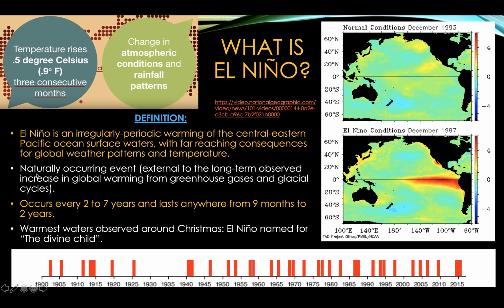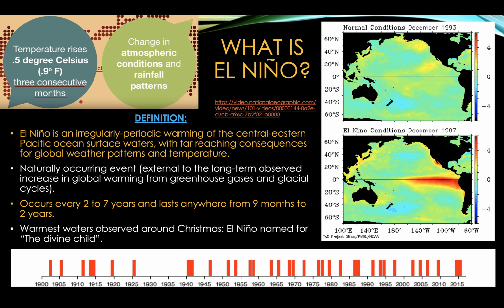So El Nino events occur on average around every 2 to 7 years. And an individual event can last anywhere from 9 months to 2 years. And one of the most important things to remember about El Nino is that it's naturally occurring, right? So this is something that has been going on for a long period of time, long before people. So that means it's external to the long-term increase in global warming from greenhouse gases and glacial cycles.